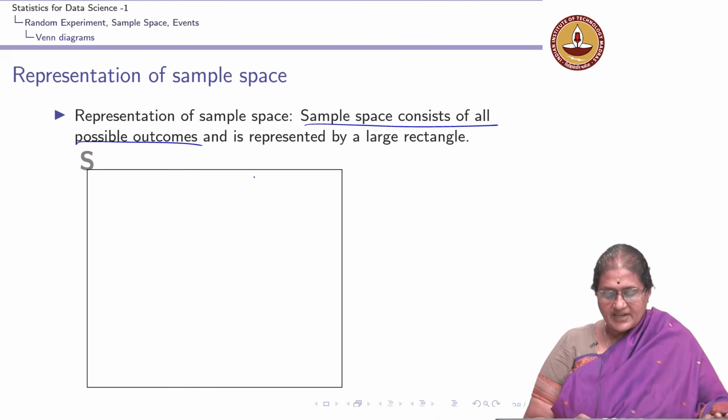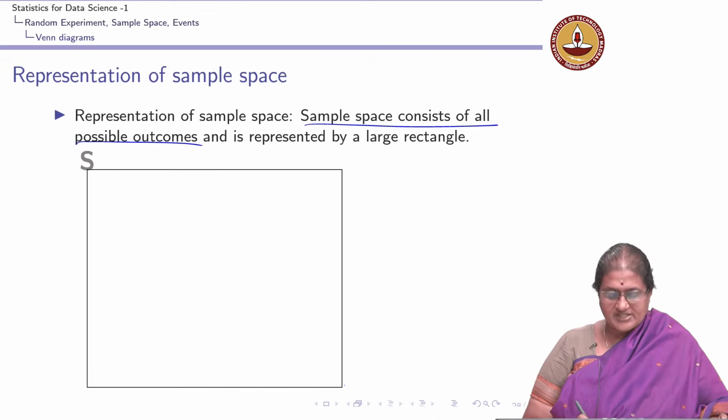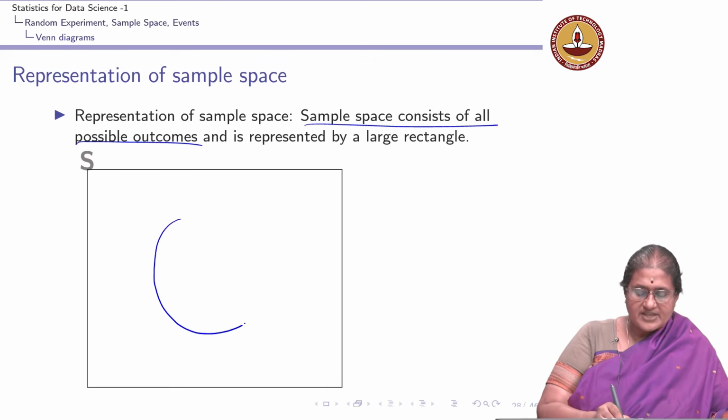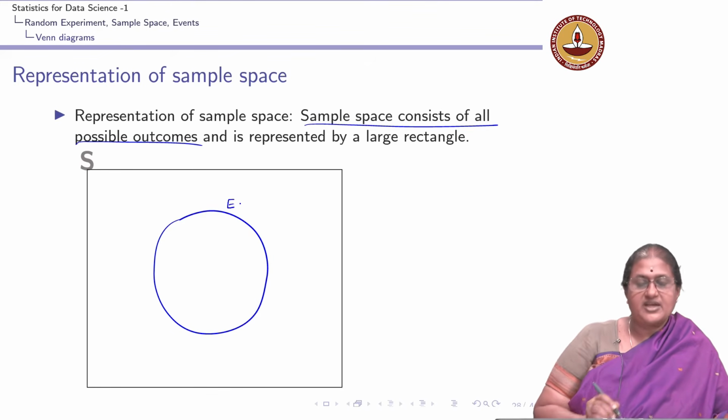Now, an event is a subset of this sample space. So, we represent an event using a circle. For example, this is my event.